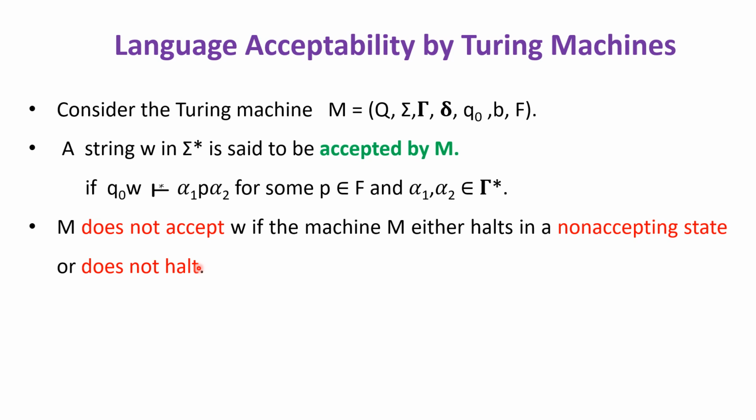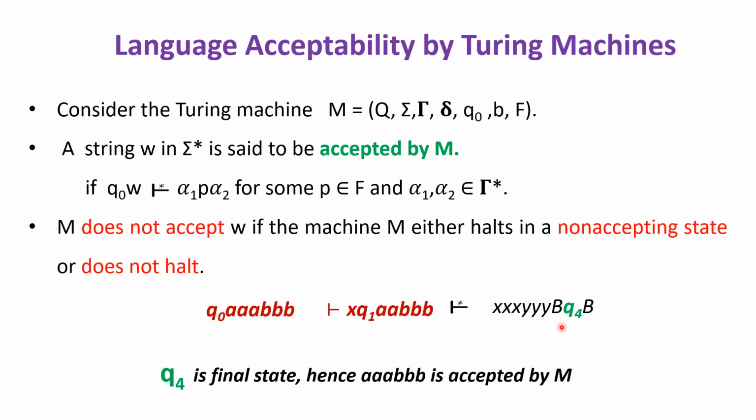For example, as we had seen in the previous slide, for the language a^n b^n, starting with the instantaneous description, initial state q0 pointing to 3 A's and 3 B's, with multiple moves it reaches XXX YYY blank q4 blank, where q4 is the final state. Hence, the string AAABBB is accepted by the Turing machine.